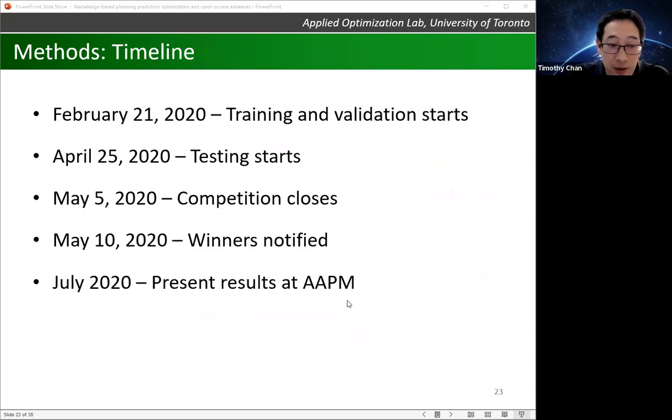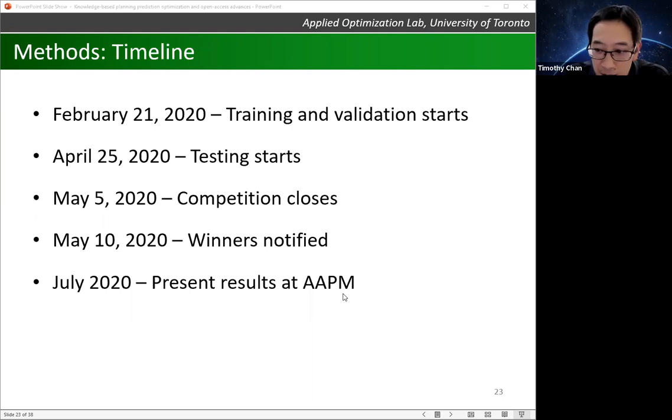So here was the timeline for the competition. We would make available the training set, and we would start the validation phase immediately on February 1st, 2020. April 25th, 2020 is when the testing phase would start. We would give people, what is that, like 10 days to submit their testing model. And then we would close the competition. We would notify the winners, and then we would present the results at the major international conference for medical physics of the American Association for Physicists in Medicine. So that was the original plan.